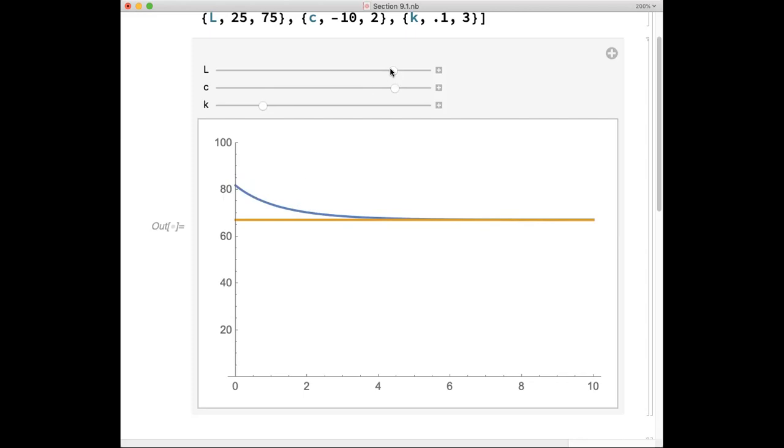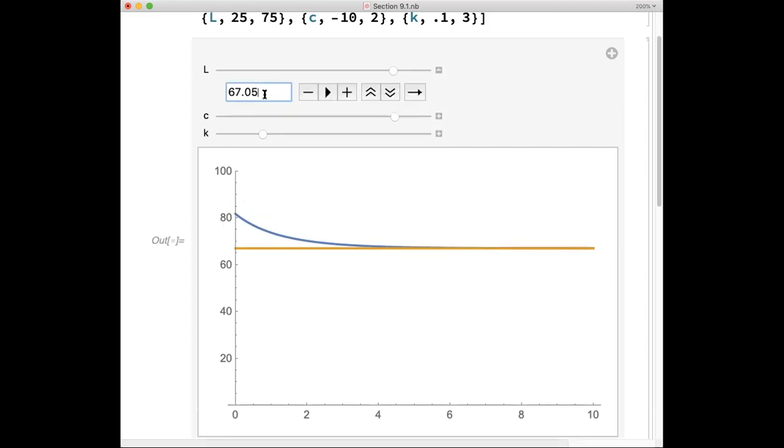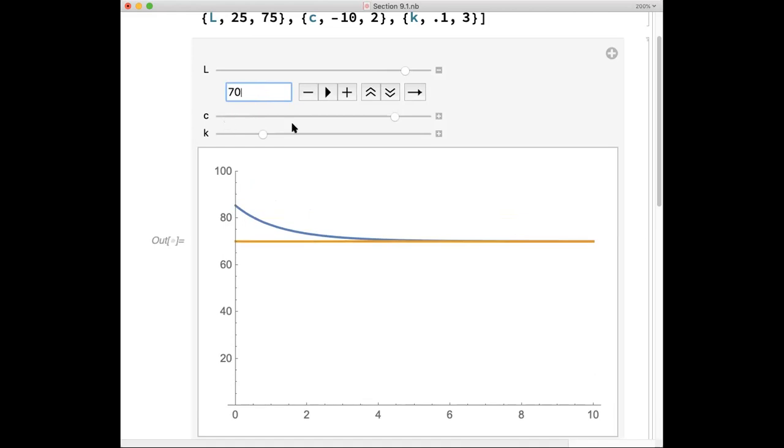So for this population, what have I got L set to? 67. Let's make it something round, like 70. If this population starts off with more than 70 individuals, it wants to shrink towards 70. If it starts off with less than 70 individuals, it wants to grow towards 70. Okay, that's kind of cool.